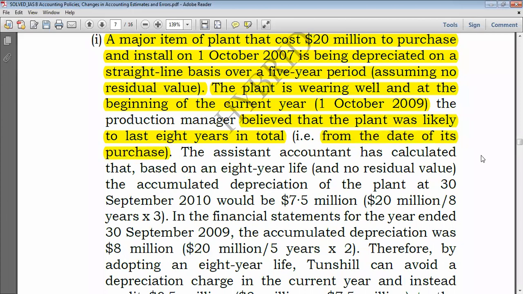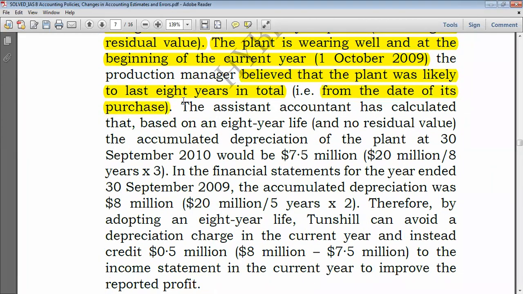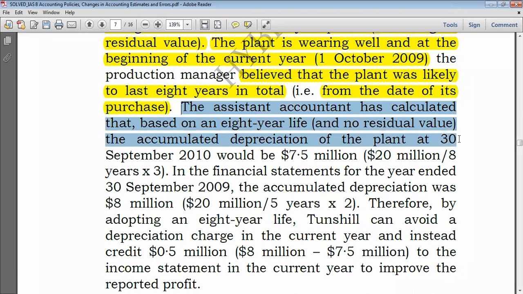So what would we have to do? We are told here that the assistant accountant has calculated that, based on an 8-year life and no residual value, the accumulated depreciation of the plant at 30 September 2010 would be 7.5 million. You know, this was very, very wrong. Just try to look at how they computed depreciation. It took $20 million and divided by 8 and then multiplied by 3 years. 3 years have passed and he has now revised the previous depreciation.